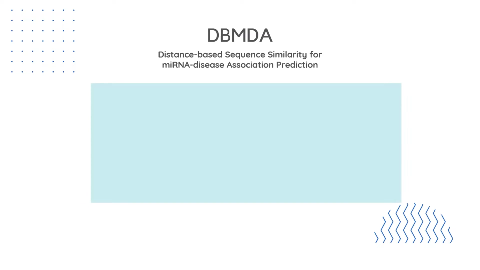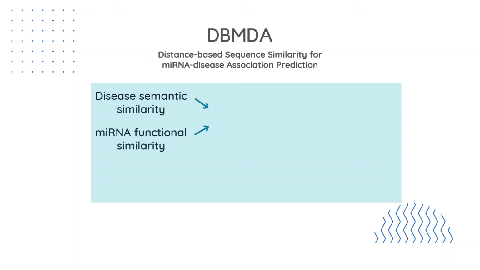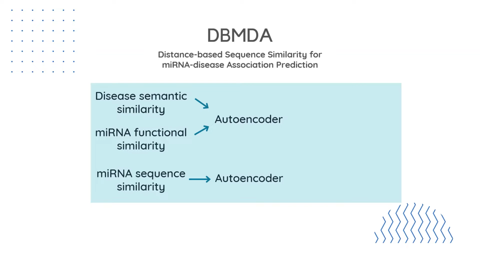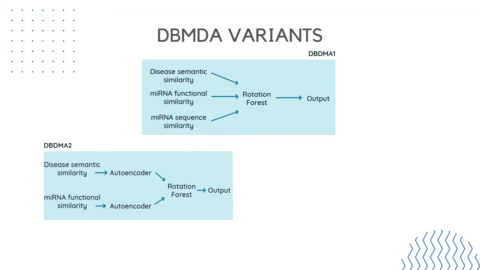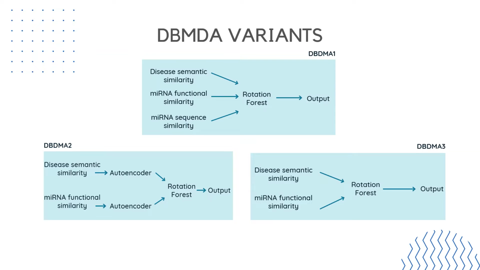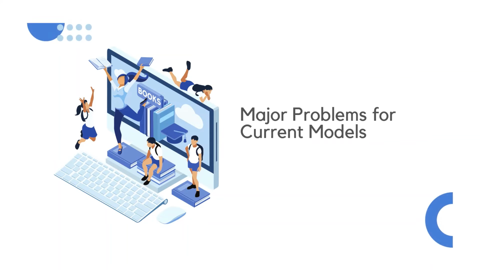The third model, the DBMDA architecture, is where both disease semantic similarity and microRNA functional similarity become the input for one autoencoder, and the microRNA sequence similarity is the input for another autoencoder. The extract from these autoencoders is then applied to a rotation forest, which will produce the output. The variants: DBMDA1 removes both autoencoders, DBMDA2 removes the microRNA sequence similarity, and DBMDA3 removes the microRNA sequence similarity as well as the autoencoders. Now, let's move on to the next part, the major problems for current models.